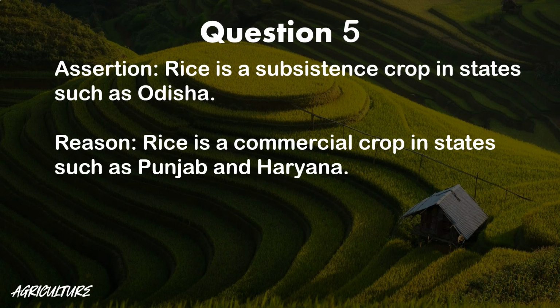Next question. Assertion: rice is a subsistence crop in states such as Odisha. Reason: rice is a commercial crop in states such as Punjab and Haryana. Take a few moments to find the correct answer and pause the video. So the answer is option B. Assertion is true, reason is true, but reason is not the correct explanation of the assertion. So let's look at this deeper.